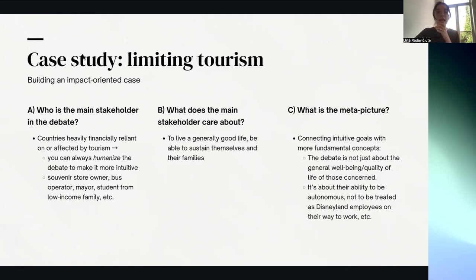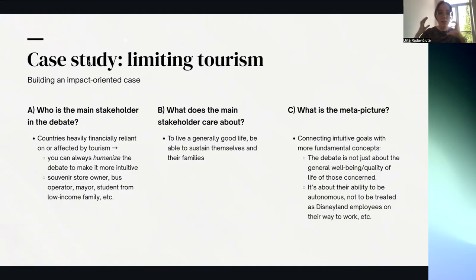And then lastly, this is a step that creates a difference between average debates and great debates. It is the meta sort of picture. It is what is the actual impact that is beyond living a generally good life, being able to provide for yourself and your family, etc. So you connect intuitive goals with more fundamental concepts, usually principles. In this case, the debate would not just be about general well-being, but about one's ability to be autonomous, one's ability to feel as if they're being respected, one's ability to maybe even affect policy in a way that prioritizes oneself as opposed to someone who comes and visits for a couple of weeks.